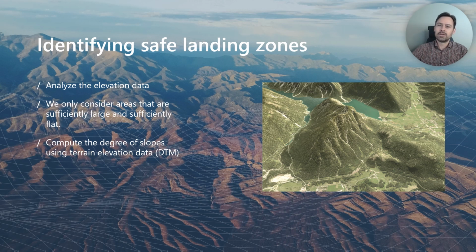So how do we go ahead and calculate the areas that can be good candidates for landing zones? Well, we start by looking at the elevation data. Areas where we have a large change in elevation, that is, slopes greater than a certain value, are not suitable for landing with normal drones. Instead, we try to find sufficiently large areas with sufficiently flat ground. A degree of a slope can be computed by processing terrain elevation data.